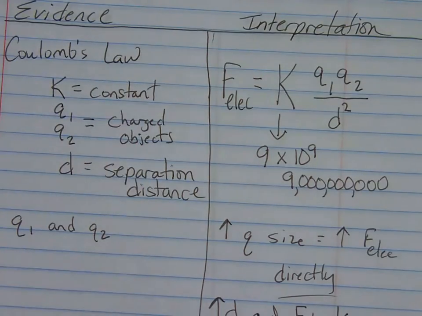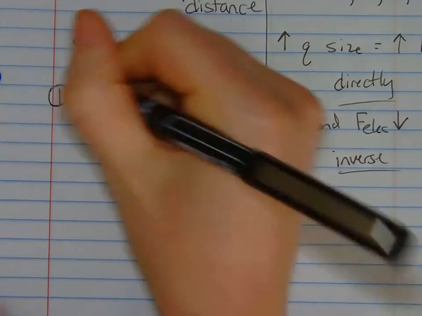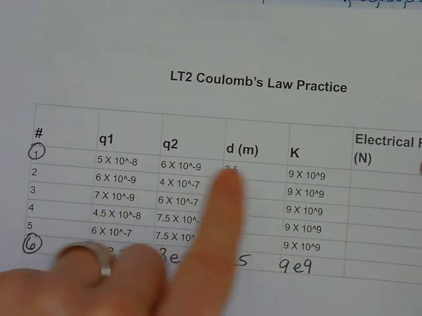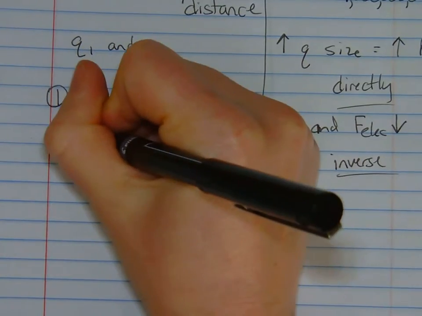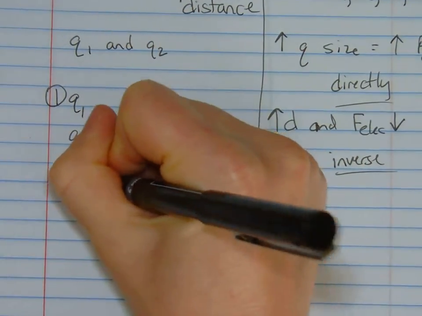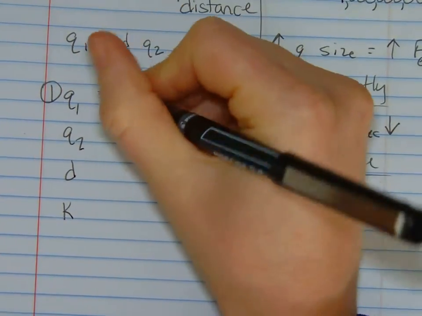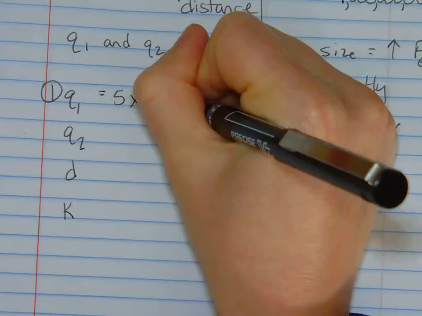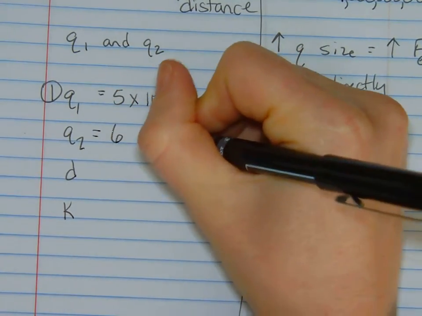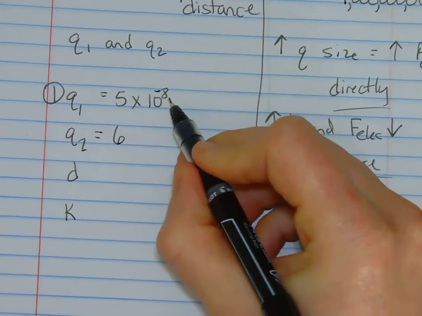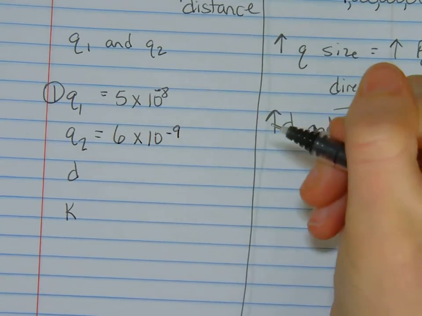So this is where a calculator is essential, because I don't know that just watching me do this will be super helpful. So number 1, I'm going to write all these into a list, just writing them off this practice sheet. Charge 1, charge 2, separation distance, K. Charge 1 is 5 times 10 to the negative 8th. That's what that little caret means. Charge 2, whoops, that's negative 8, my fault, make sure you get a negative there. 6 times 10 to the negative 9th.